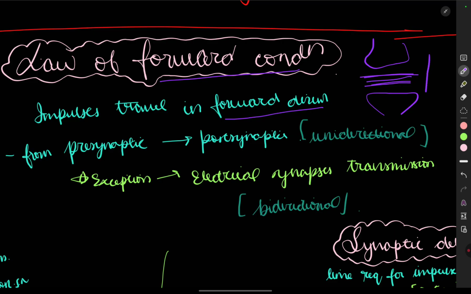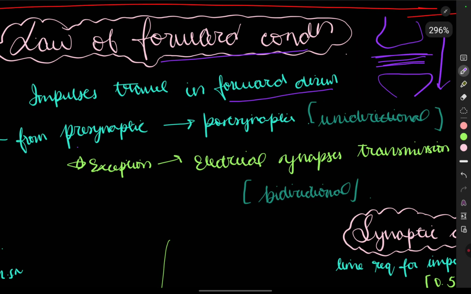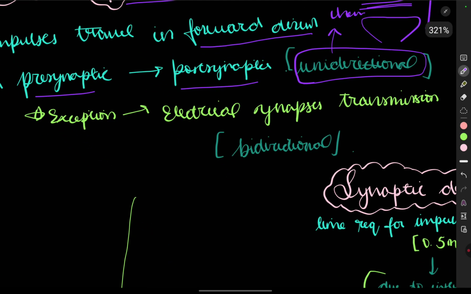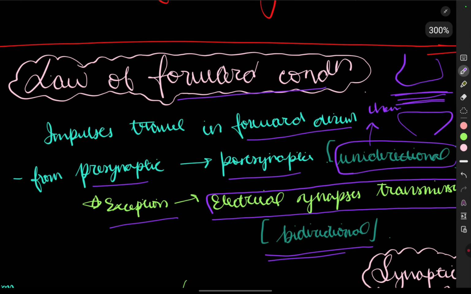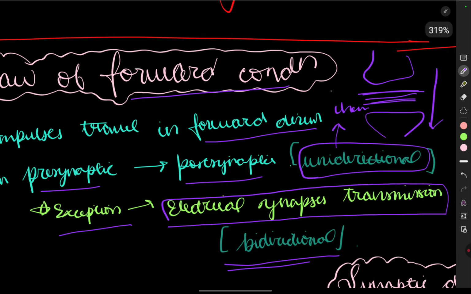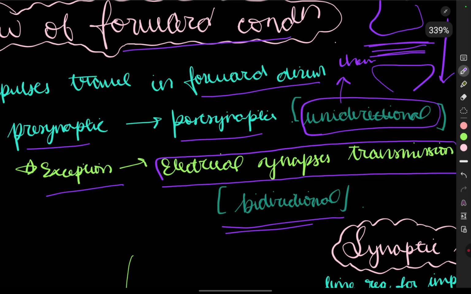In a forward direction from presynaptic to postsynaptic, as I already told, unidirectional. This is in the case of chemical transmission. The exception for this law is the electrical synaptic transmission, because it is bidirectional. So this is the law of forward conduction. It holds good for the chemical transmission but doesn't hold good for the electrical synaptic transmission.